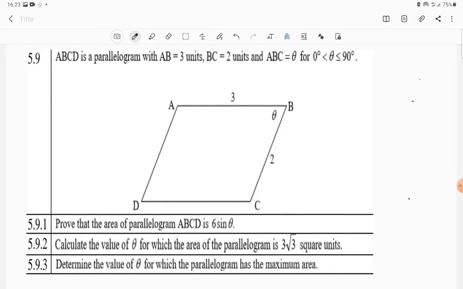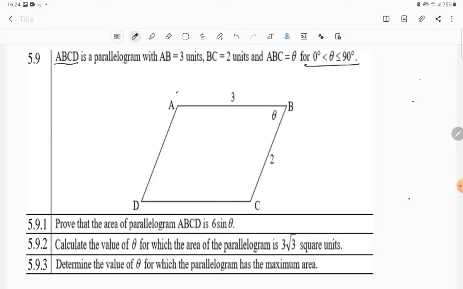Let's get into this 5.9 and try to figure out what is required here. It is given that we have the parallelogram ABCD with the length AB given as 3 units and BC given as 2 units. We are given this angle, angle ABC, being equal to theta, and our theta is ranging in this interval 0 to 90 degrees.